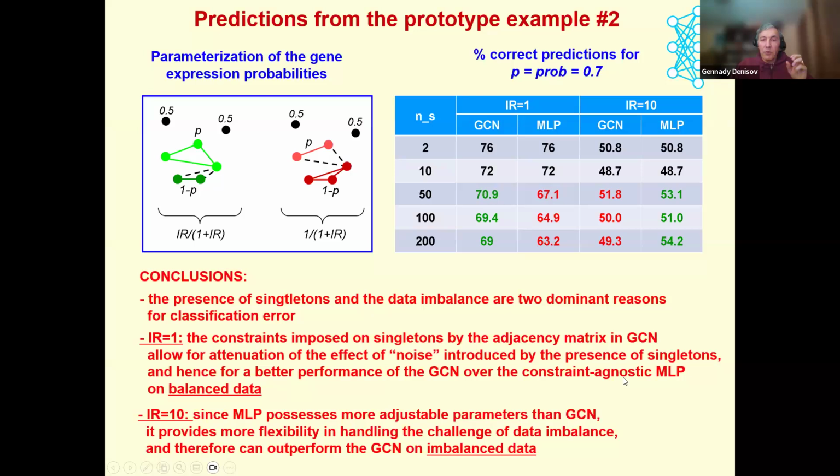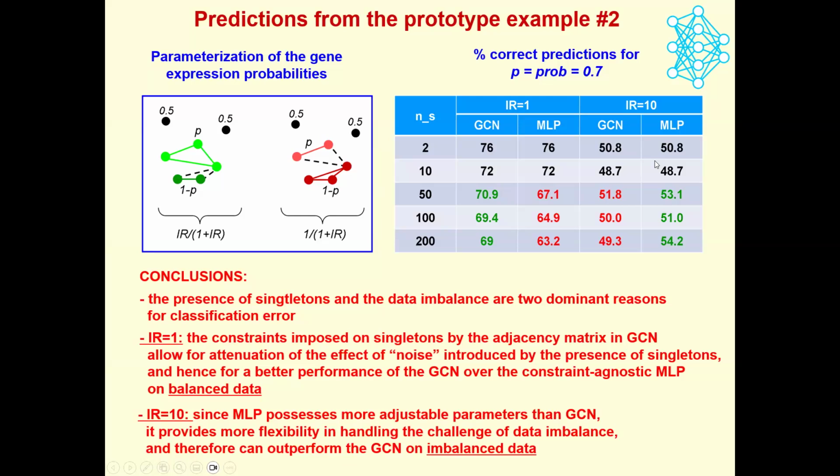In the real data, we will see that when data are imbalanced, the analog of the multi-layer perceptron, the dense network, which we will discuss later, performs better than the graph convolutional network. That's it for now. Okay, any questions?